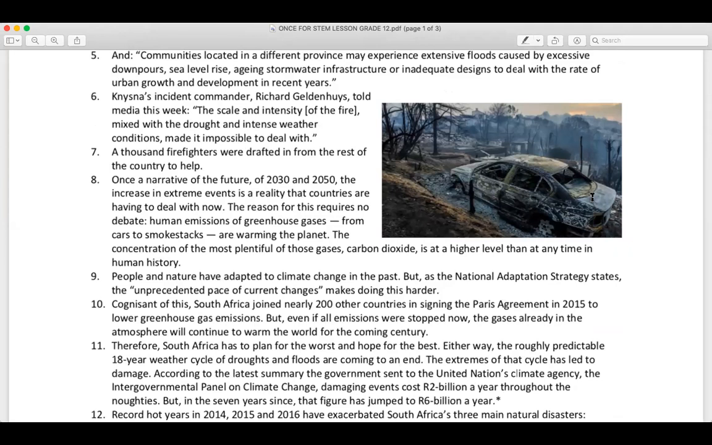Once a narrative of the future of 2030 and 2050, the increase in extreme events is a reality that countries are having to deal with now. The reason for this requires no debate. Human emissions of greenhouse gases from cars to smokestacks are warming the planet. The concentration of the most plentiful of these gases, carbon dioxide, is at a higher level than at any time in human history.